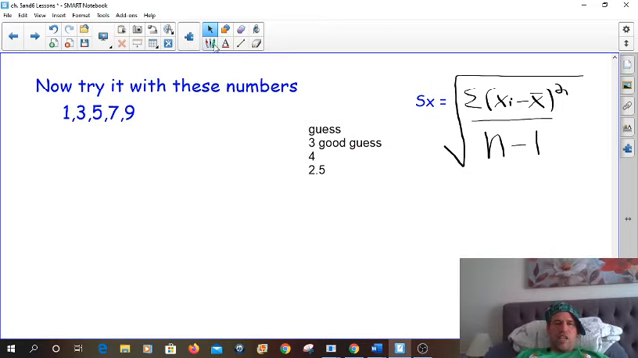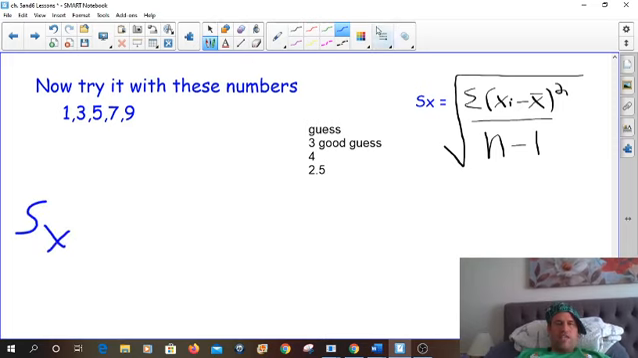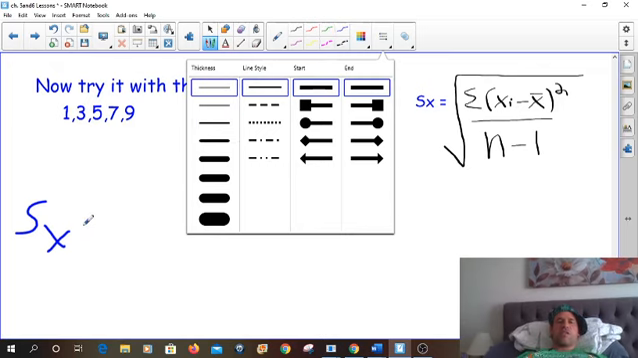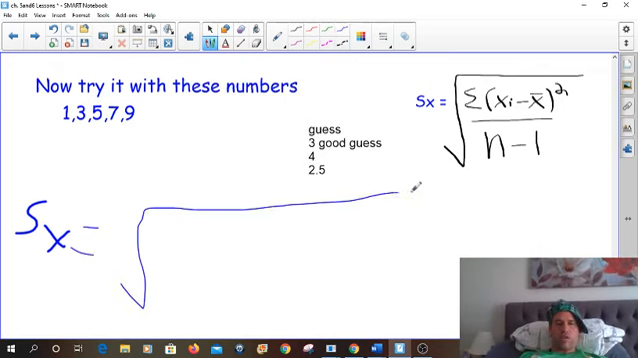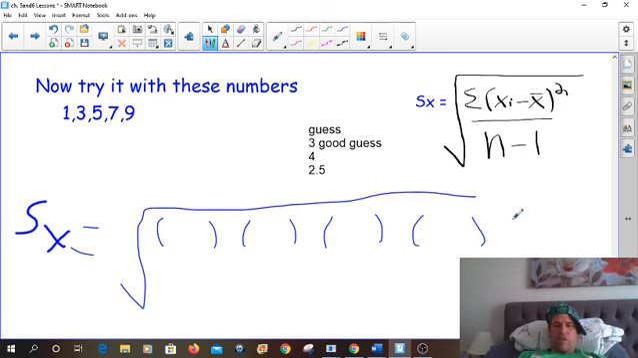Nice. Okay, so then if you remember how we set it up with our standard deviation, we go capital S, lowercase x. Awesome. Then you remember we do a huge square root symbol. And then we take each of our numbers. How many do we have? We have 5 of them. So that's why I have 5 parentheses, okay?